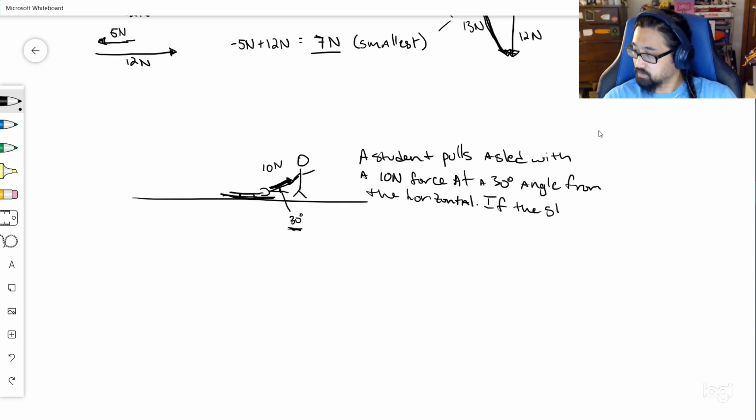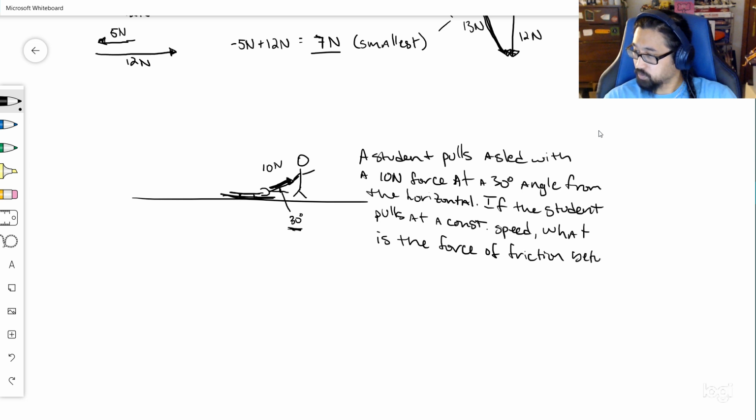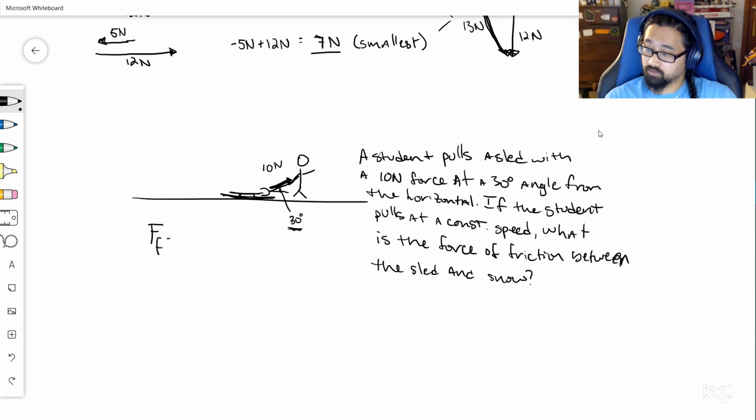If the student is pulling at a constant speed, then what is the force of friction between the sled and snow? Now normally to do force of friction, you would do this. Force of friction is mu times the normal force. But I told you nothing about the sled. There's no info on the sled.